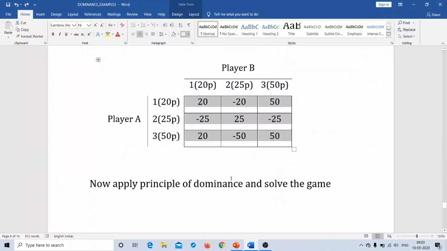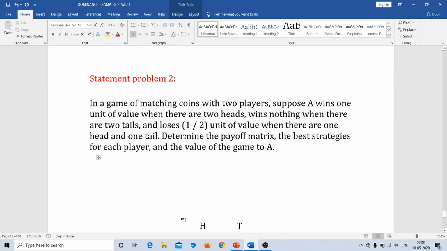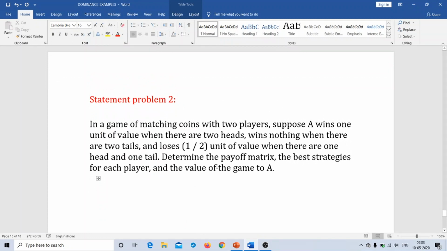Now moving further, let me also expose you to one more problem statement. It says very clearly that in a game of matching coins with 2 players, suppose A wins 1 unit of value when there are 2 heads, wins nothing when there are 2 tails, and loses half unit of value when there is 1 head and 1 tail. The problem statement is to determine the payoff matrix, the best strategies for each player, and the value of the game for player A.